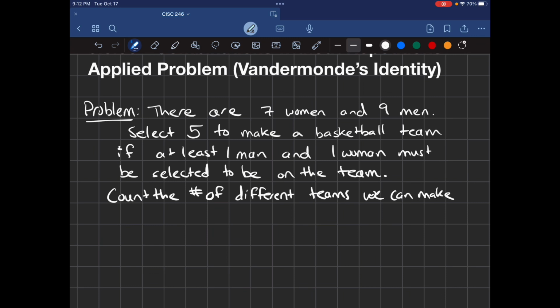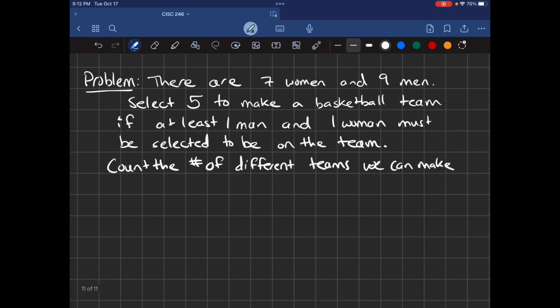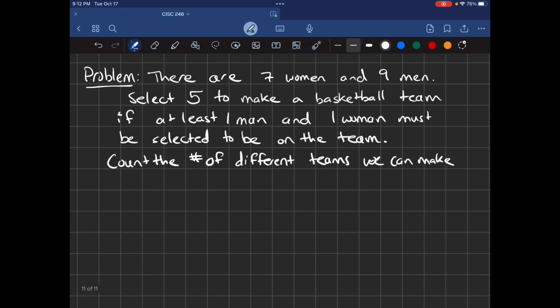So that's our task. There's a couple ways of thinking about it. I'll present the way I originally thought of, and then I'll present the way I think the book does. But I'll make a connection between the two at the end, which when I saw it, I thought was pretty cool. So we need at least 1 man and 1 woman on the team.